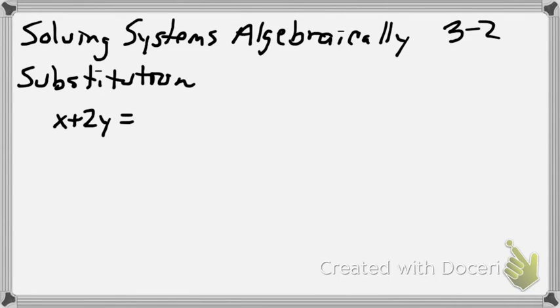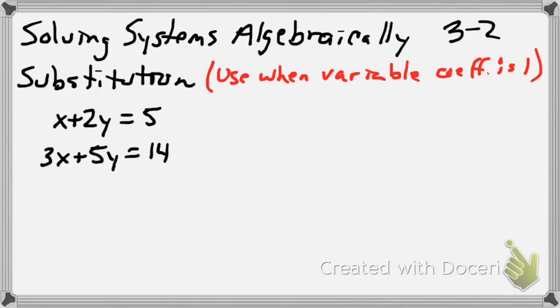Okay, so here's the system that we're going to start with. Substitution works well when you have a variable that has a coefficient of 1. You'll notice there you have an x with a coefficient of 1. Substitution is a very good method when this is the case. You can use substitution for every one of these problems.